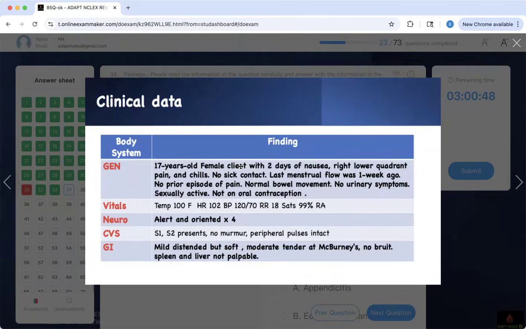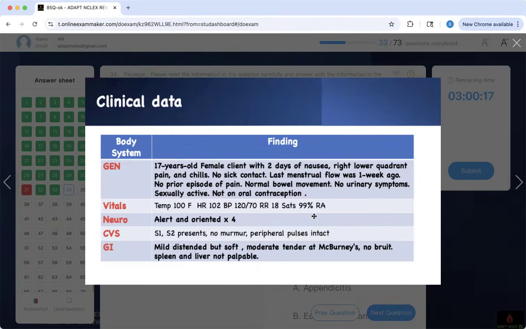17-year-old female, bars rate. 2 days of nausea, right lower quadrant pain, chills. No sick contact. Last menstrual period was 1 week ago. So menstruating, sexually active. No prior episode of pain. Normal bowel sound. And no more bowel movement. No urine symptoms. Sexually active. Not on oral contraception. Temperature high. Tachycardic. Blood pressure is okay.